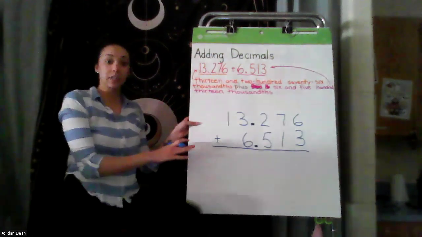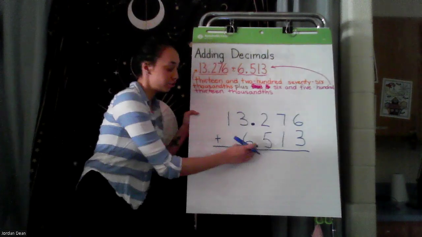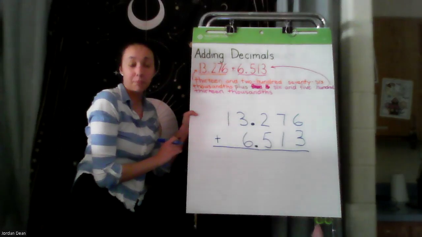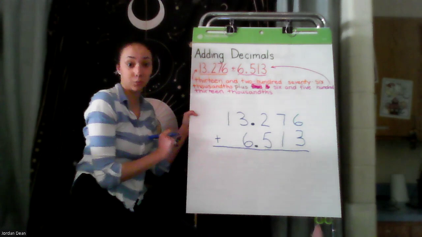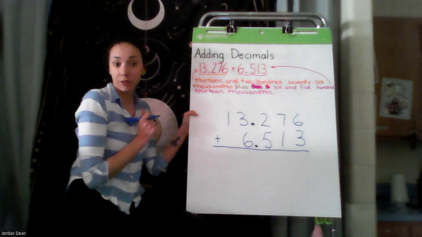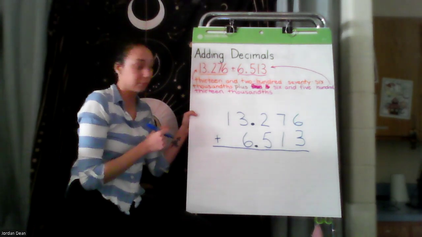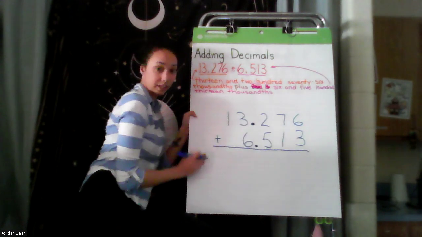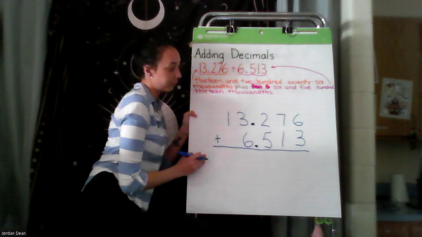The beginning steps of lining this up are about making sure that your decimals are in the same place. If your decimals are lined up, then the rest of your place values should be as well. Then we're going to go through and add like we would with any whole digit number, starting in our smallest place value all the way to the right and working our way to the left, or our largest place value.